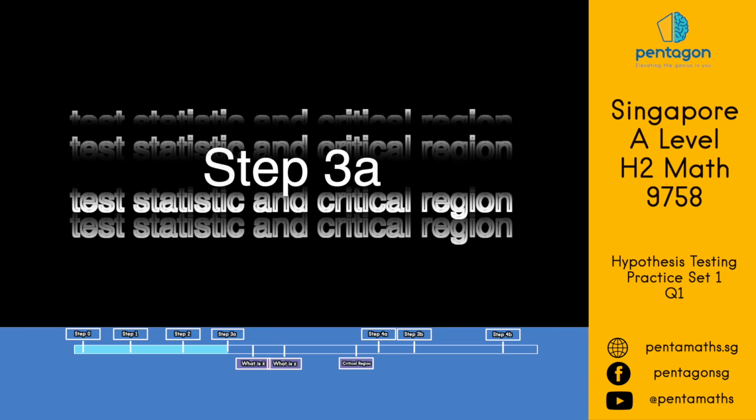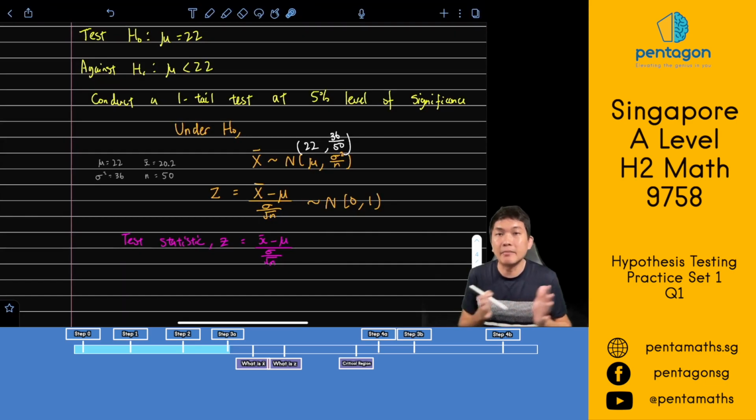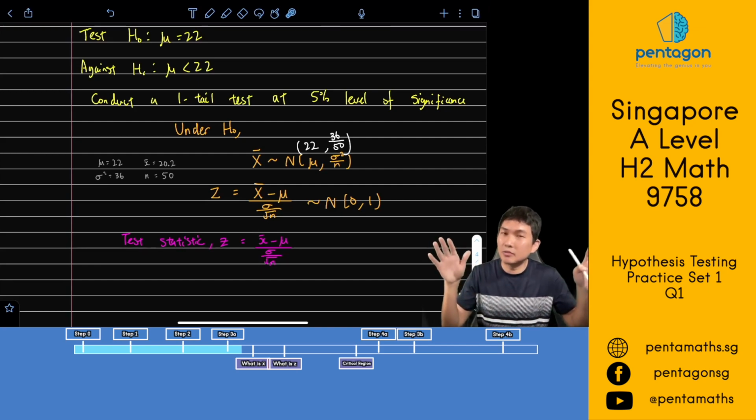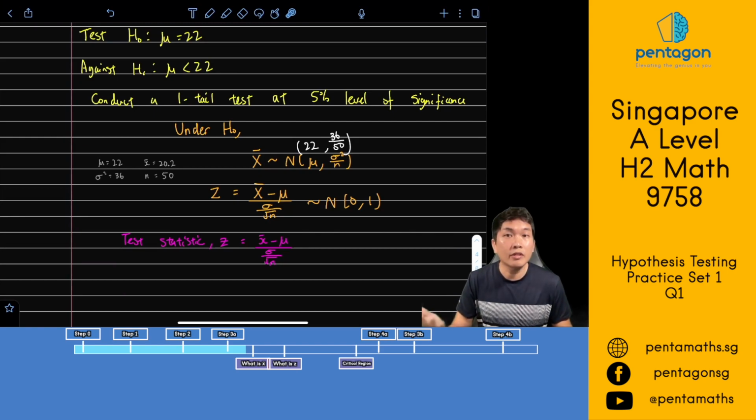Now in step 3, there are 2 methods of doing this. Method A and method B. I'll first be going through method A, which is to use the test statistic Z and the critical region. The other method is method B, which is to use the GC and produce the p-value and compare it against the significance level. Now these 2 methods will lead you to the same conclusion. In fact, they are the same thing, just different sides of the coin. So let's look at A.